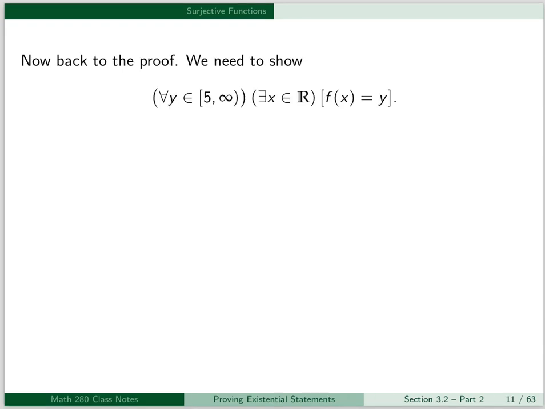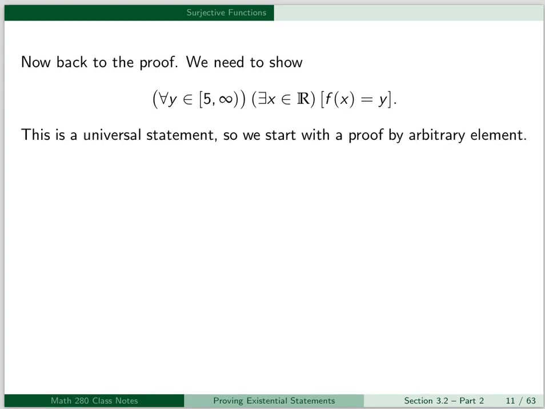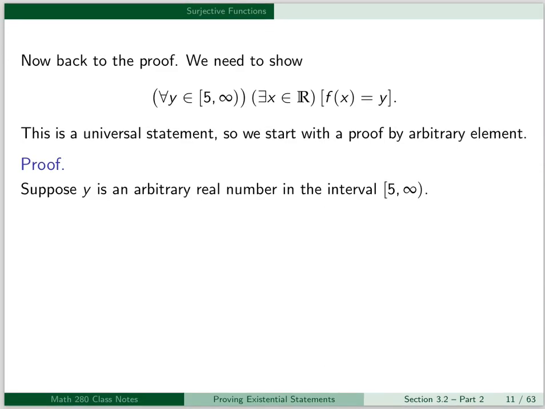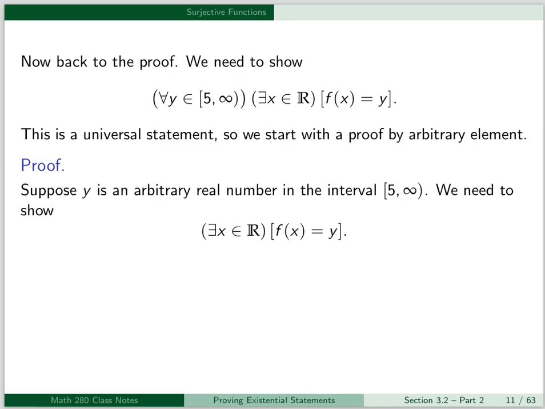Now back to the proof. So we need to show for all y in the interval from 5 to infinity, there exists an x in R such that f of x is equal to y. This is a universal statement, so we start with a proof by arbitrary element. We'll suppose y is an arbitrary real number in the interval from 5 to infinity. And we need to show there exists an x in R such that f of x equals y.